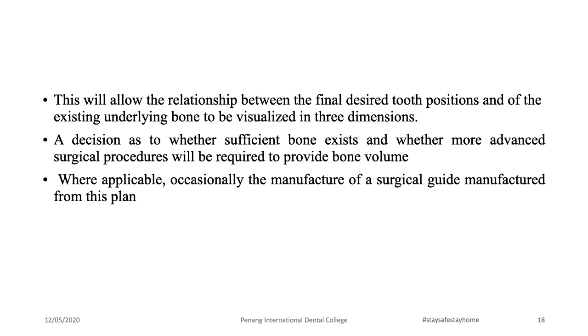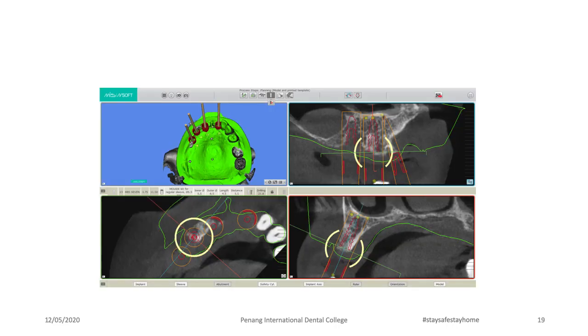Where applicable, occasionally a surgical guide can be manufactured from this plan. This is how the CBCT looks, giving you the angulations, the depth and the width, and also the occlusal view to know where exactly the implant can be placed.